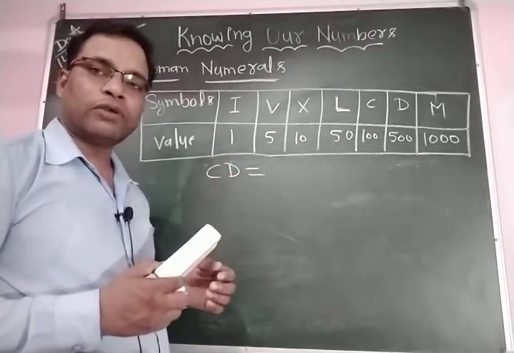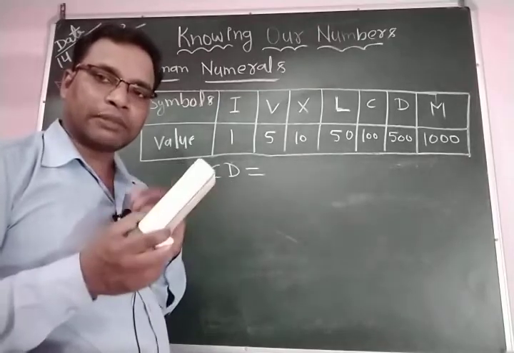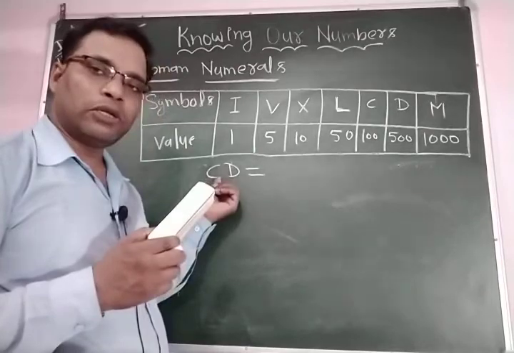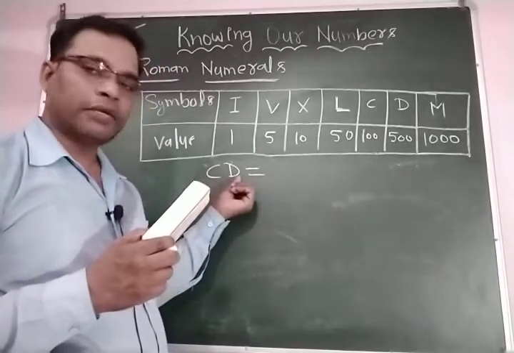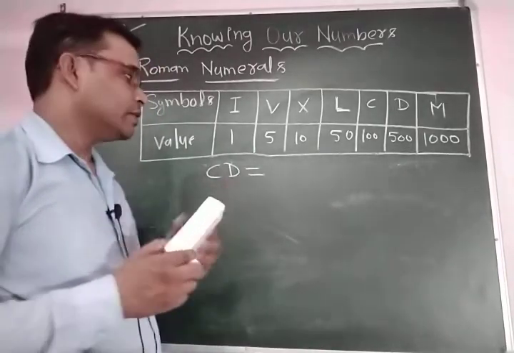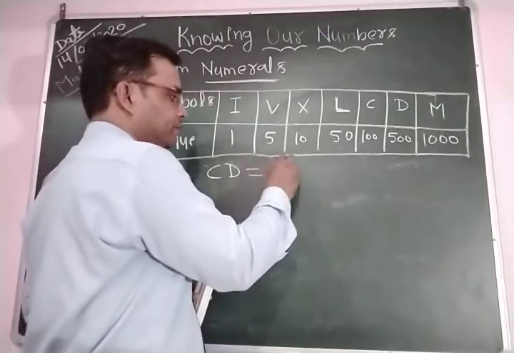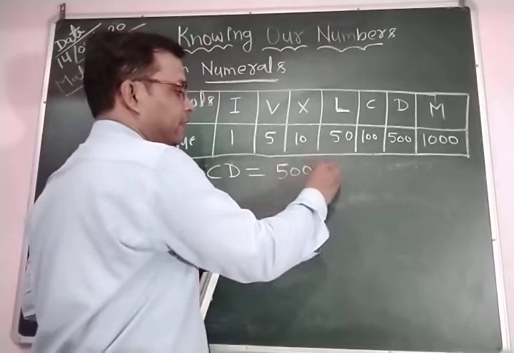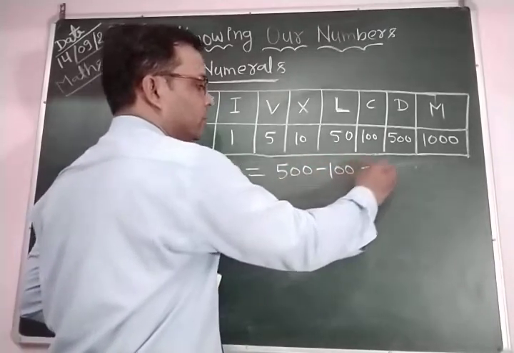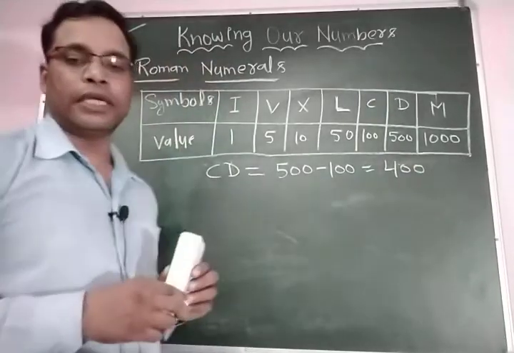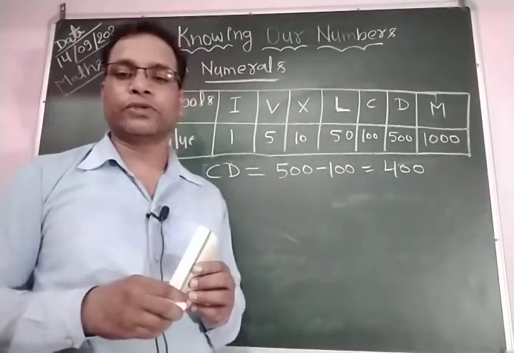It means that the value of the symbol of smaller value is subtracted from the symbol of greater value. So here the symbol of smaller value is 100 and the symbol of greater value is 500. So we can subtract 100 from 500. Then we can write here 500 minus 100. This is equal to 400. So students, I hope all of you understood these questions.